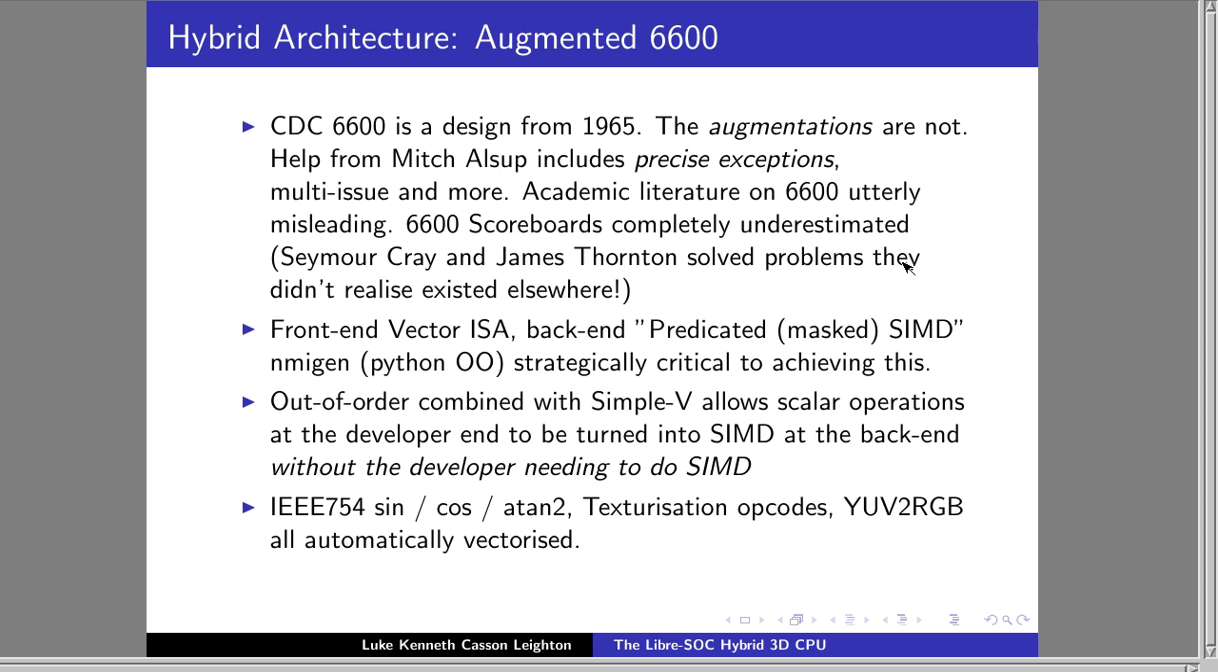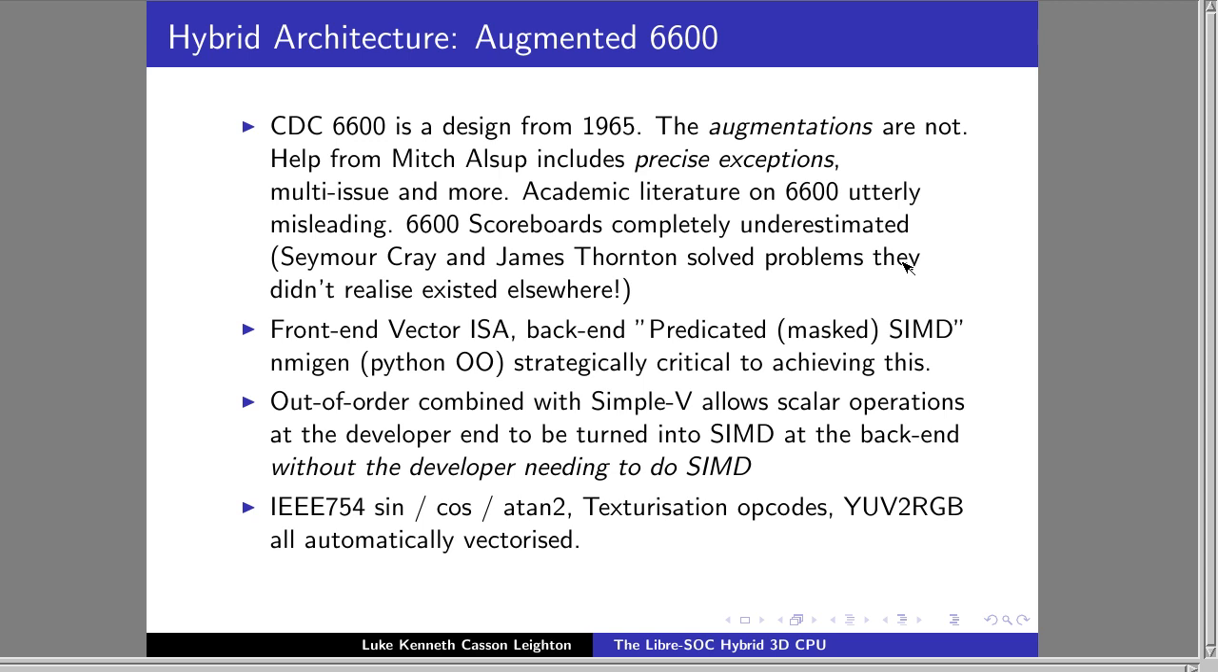But here's the thing: whilst the 6600 design is from 1965, the augmentations that we've learned from Mitch Alsup are not. Mitch also has helped us to add precise exceptions, multi-issue, and much, much more. His interest was because he's basically annoyed with the misconceptions that have been spread by the academic community about the 6600, and he was delighted that we reached out to him and got in touch with him. No NDA signed. Remember. And basically, the 6600 core is completely misunderstood. A result of using them is that we can greatly simplify the internal architecture. All right, and a small team can manage this.